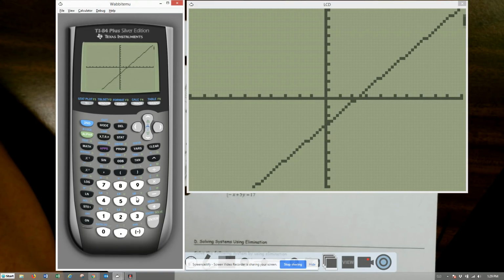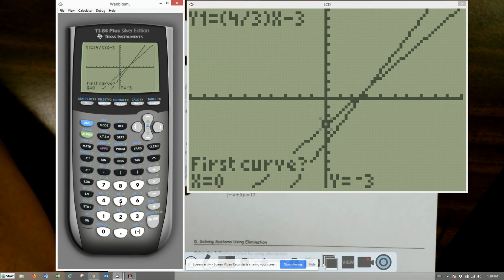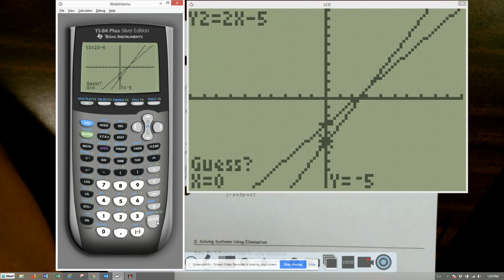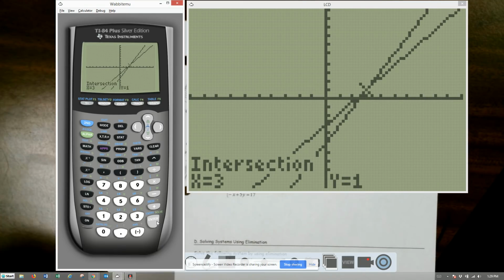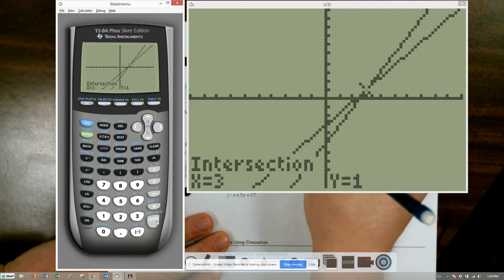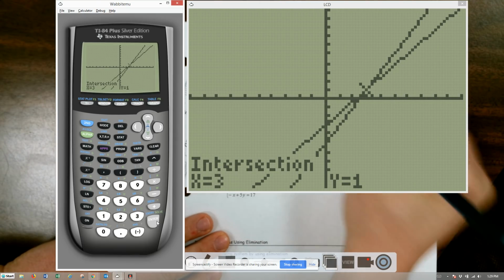Now I can see my first line, and here comes my second line coming through, so I can definitely see they intersect. It's a little bit fuzzy, but if I press second and then trace, or second calc, I can now calculate the fifth option where those two lines intersect. So I just select my first curve, hit enter, select my second curve, hit enter. You don't really need to guess. And I hit enter, and I can see that the solution to my system is when x equals 3 and y equals 1.